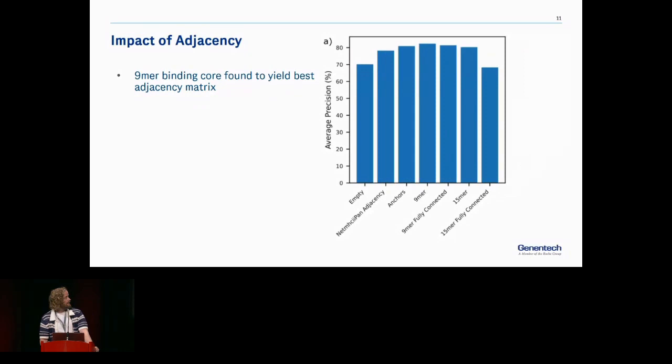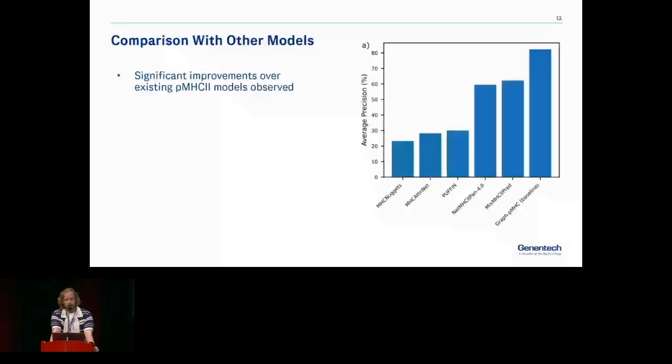So you can see that the 9-mer binding core adjacency matrix performs the best. If you have an empty adjacency matrix or a full adjacency matrix, performance drops off quite a bit. And if you have a poorly chosen adjacency matrix, like the NetMHC 2-pan adjacency, you're unable to get all of the performance that you would from a better chosen one. And so the model does a lot better than the existing state-of-the-art, which is great.